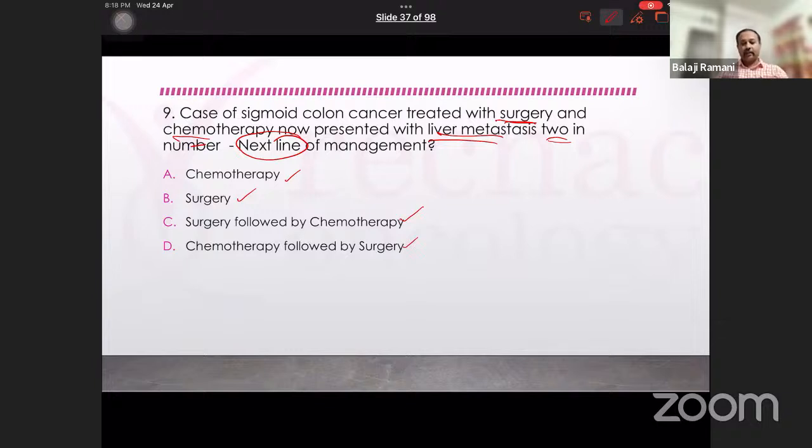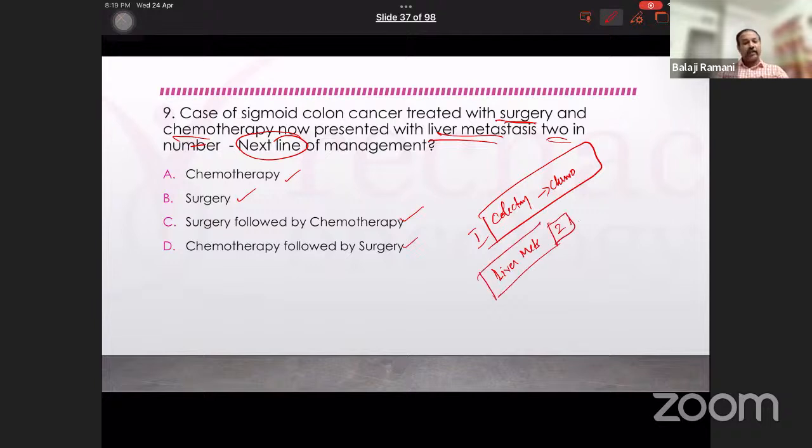Now, initially treated, the only data that we have is carcinoma of the sigmoid. So colectomy is done, chemo is given. This is the first treatment that has been done. So surgery and chemotherapy have been given. Now presenting with liver metastasis. Here it is mentioned as 2 in number. Beyond this, no other data is given.